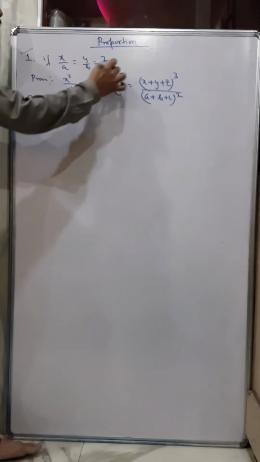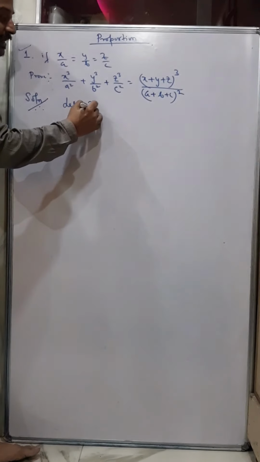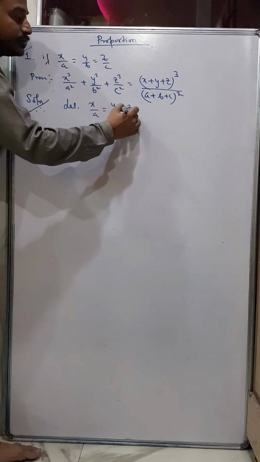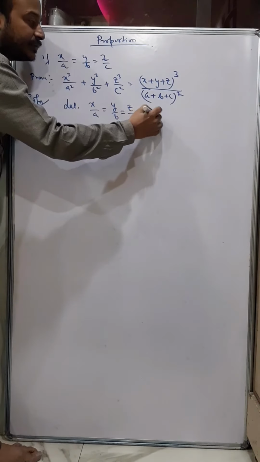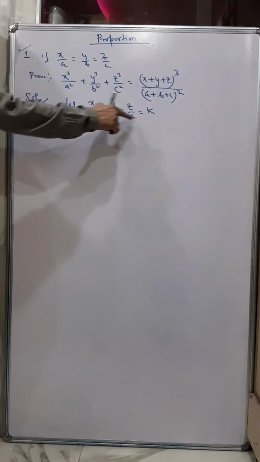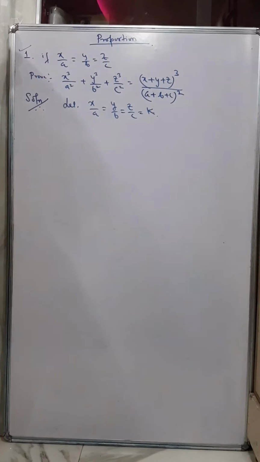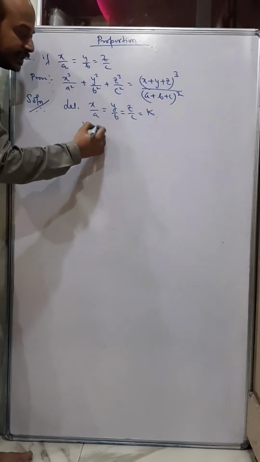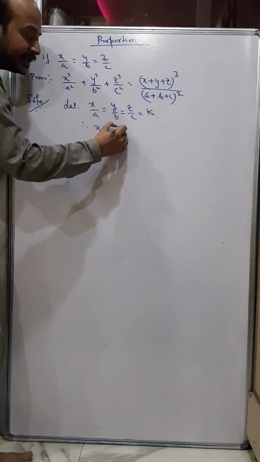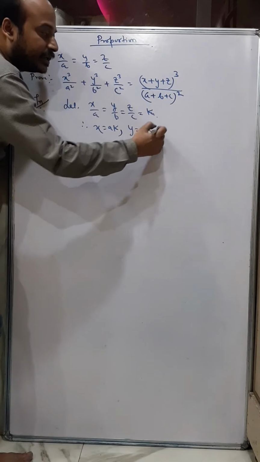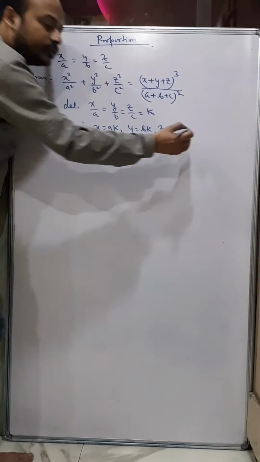Now this is given. We'll start with let x by a equals y by b equals z by c. We take something, generally k, that's constant because these three values are equal, so we are taking the value as k. So therefore we can say that x by a equals k, and therefore x equals ak. Similarly, y by b equals k, that means y is equal to bk, and z equals ck.